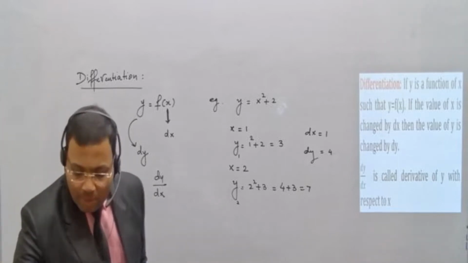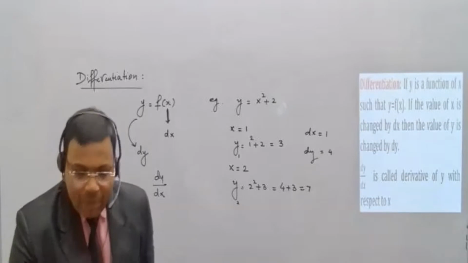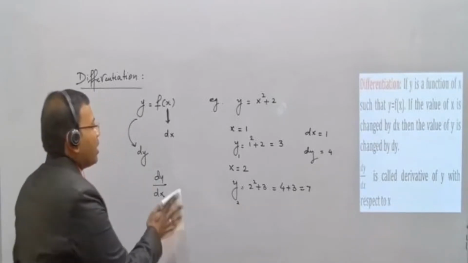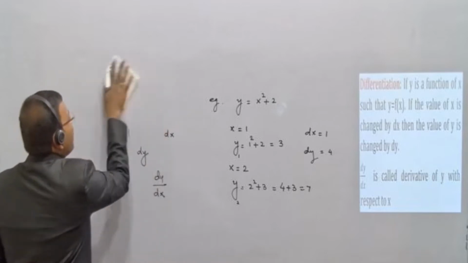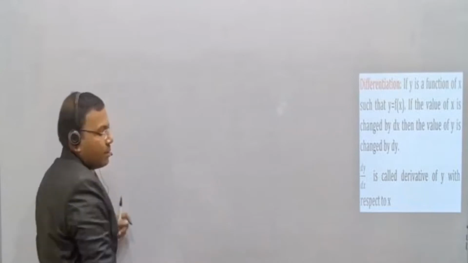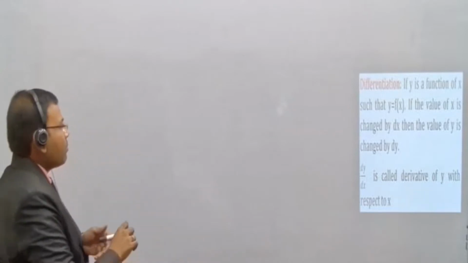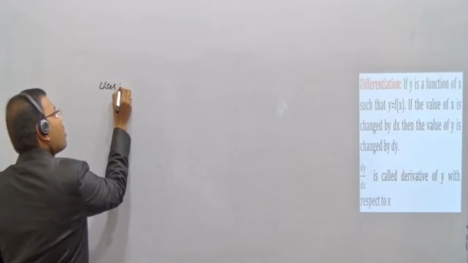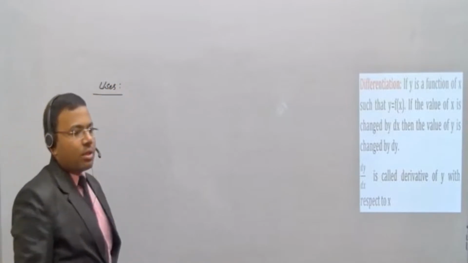Now come to the application part of differentiation. Application means where we are using this differentiation, that is very important. In physics where we are using it, let us see now, beta. Uses or applications of differentiation in physics.